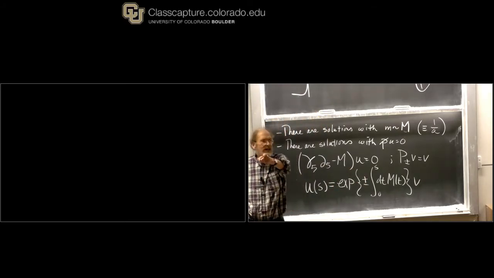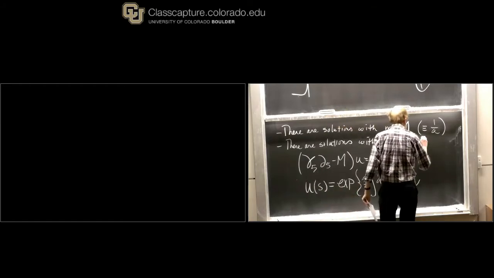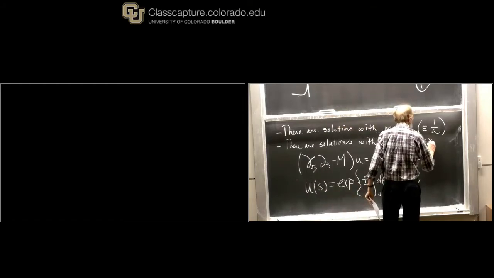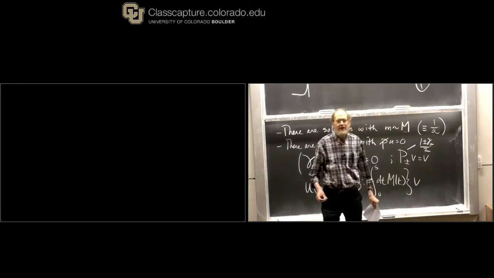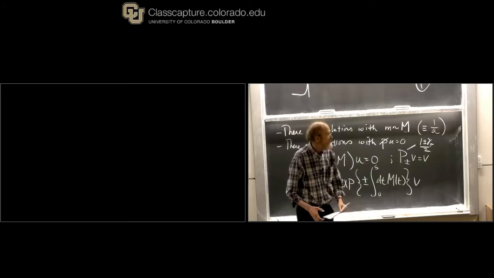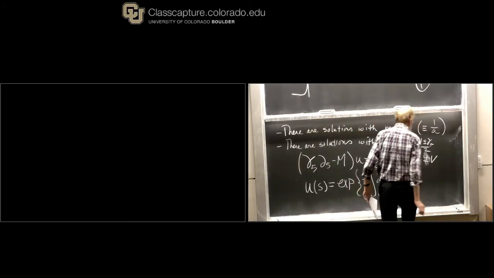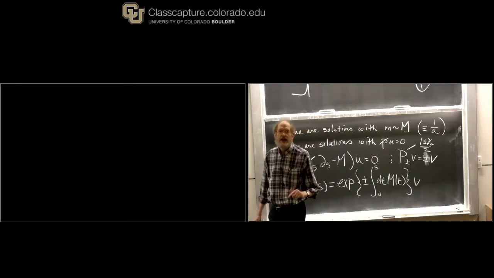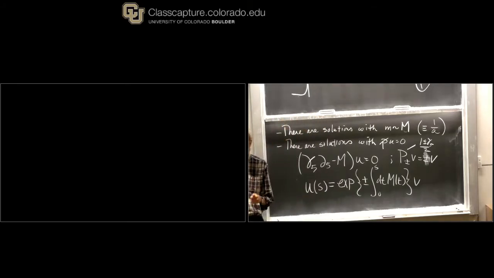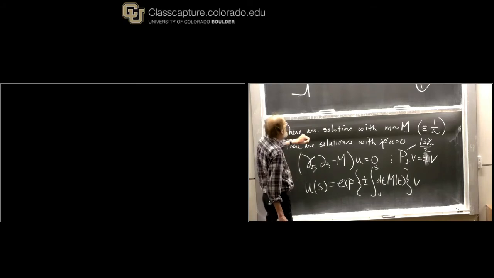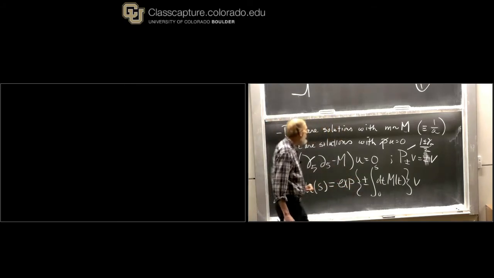You have a question, but I want to get the punchline out first. Yeah, these are the projectors. This is 1 plus or minus gamma 5 over 2. Plus or minus, exactly. Because I want to have chiral states. These are solutions that are chiral. And notice, I have this integral right here.